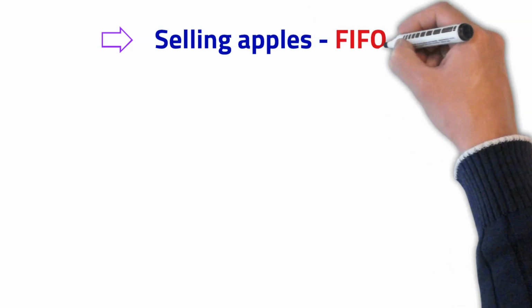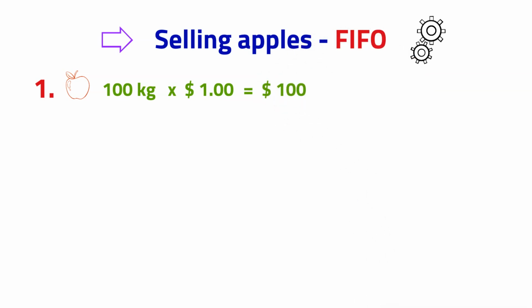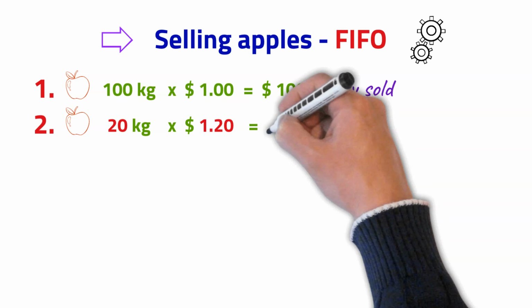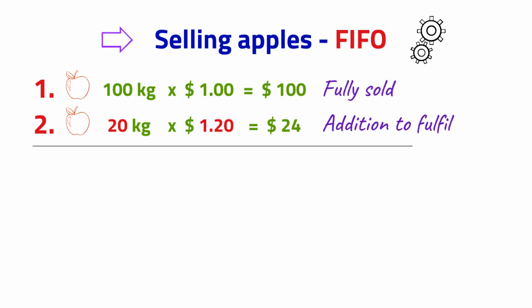A customer comes and we sell 120 kilograms. But now at which cost? First, we look at FIFO method. Under this method, we sell the first 100 kilograms at $1 each, total of $100, and the first batch is fully gone from our inventory. But we need 20 kilos more, which we take from the second batch at $1.20 each. This will cost us $24, and our total cost of goods sold will be $124.